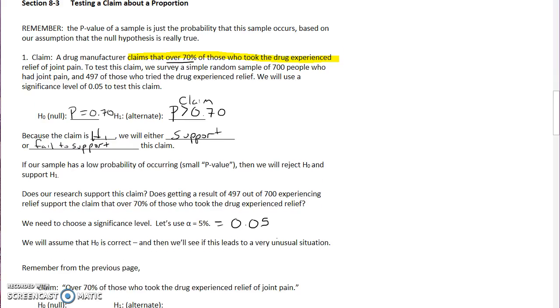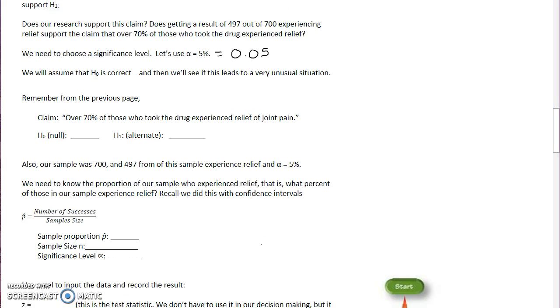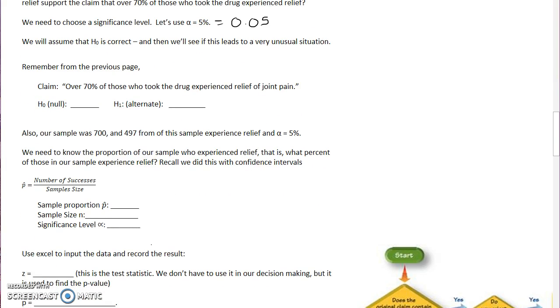So, remember from the previous page, if you guys are taking notes, we're going to go ahead and recopy the null and alternative. The null hypothesis was p equal to 0.70, which I'm assuming, and then our alternative is that p is greater than 0.70. So actually, real quick, let's mark this as our claim just to be sure. Also our sample was 700 and 497 said they experienced relief.